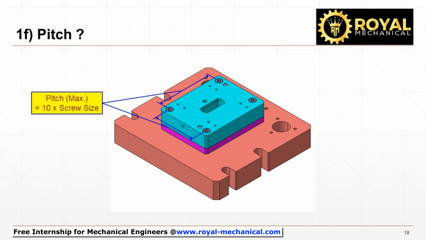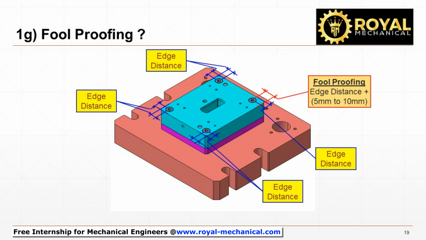How do we decide on the pitch? Pitch is the distance between 2 screws. The pitch should be a maximum of 10 times the screw size. For example, if you are using an M10 screw, the distance between 2 screws should not be more than 100 mm. When we provide equal edge distance at all 4 corners, it forms a rectangular or square pattern.